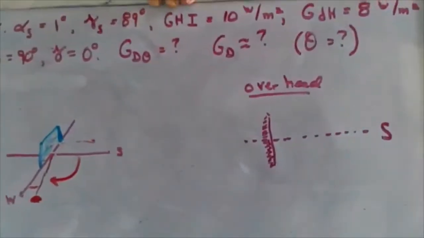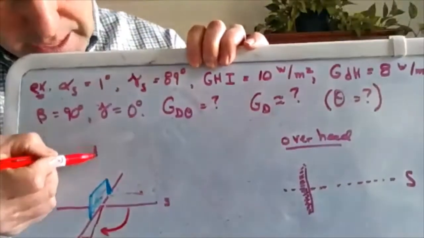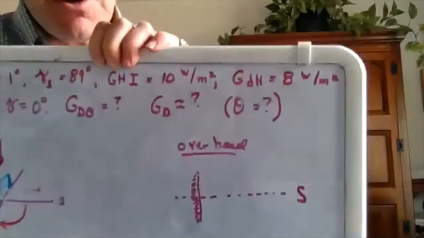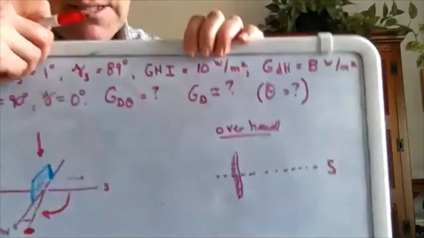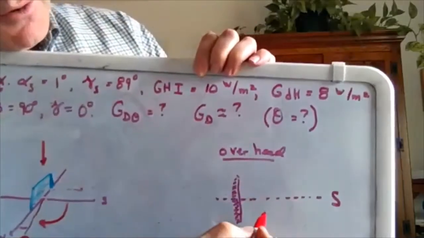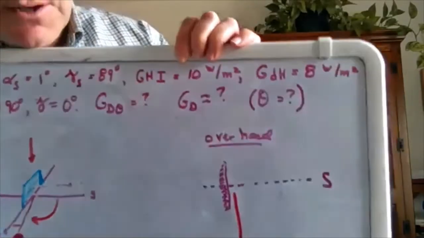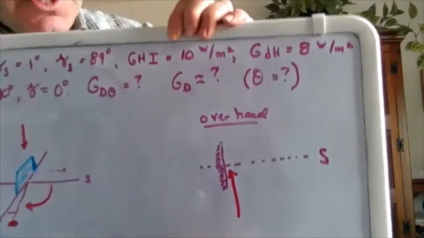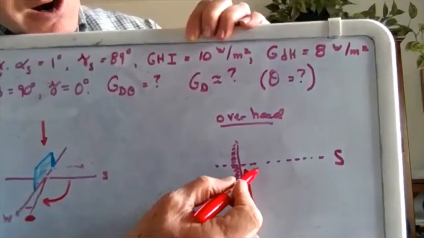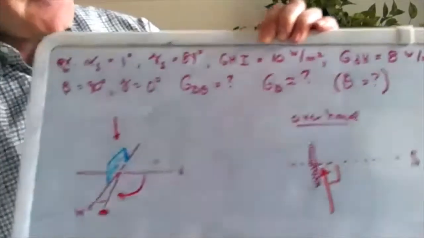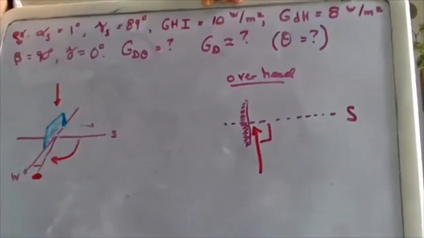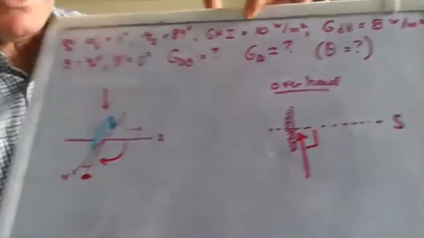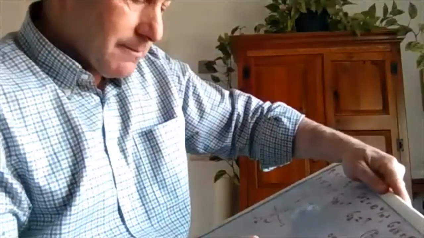Okay, so how about an overhead view? What if we were looking down at this surface right here, and we saw the path of the sun? So that's easy enough. The sun is in the west. If this is an overhead view, if this is south, then west would be down here like this. The sun is virtually coming in from the west. And so our angle of incidence is about 89 degrees.